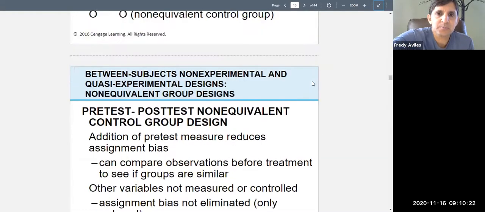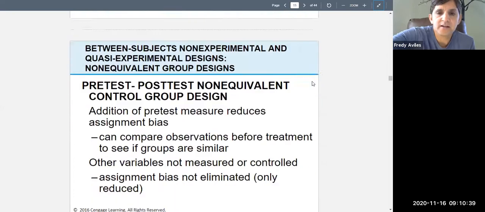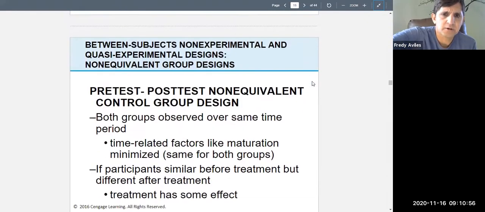So here's the thing, you can compare the depression scores, let's say, of the treatment group and the control group at the beginning of the experiment. And then one group goes through the treatment and the other one does not. And then you see if their scores are different afterward. So there is some assignment bias that is reduced, because you have a pretest. But other variables are not measured or controlled. You don't eliminate assignment bias completely. You only reduce it. Okay, let's keep going.